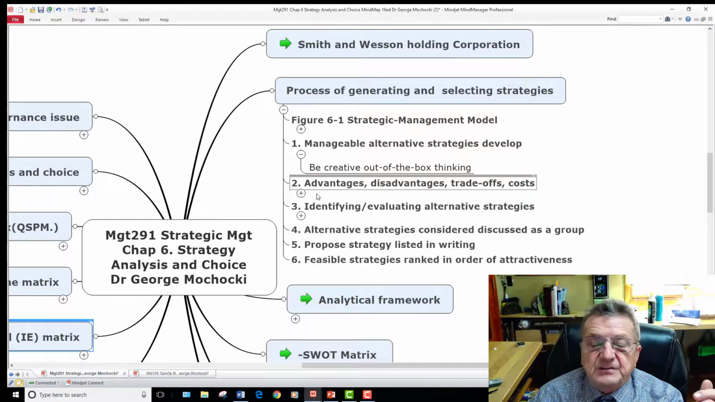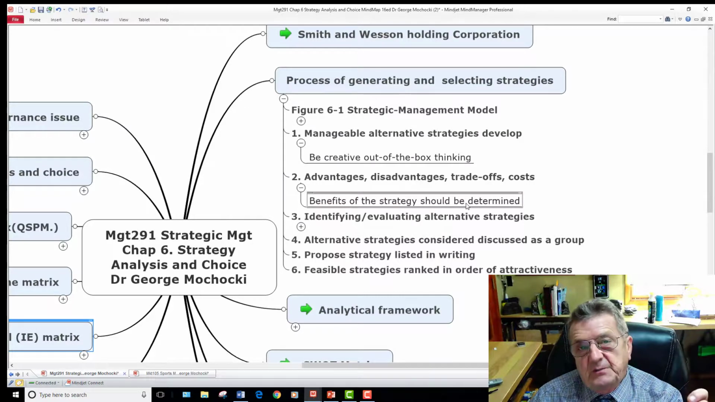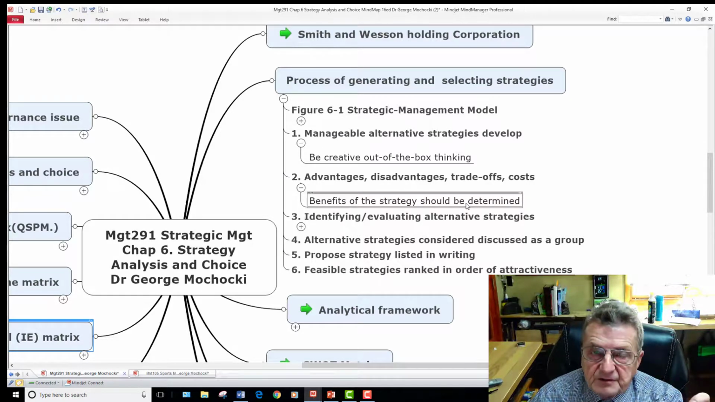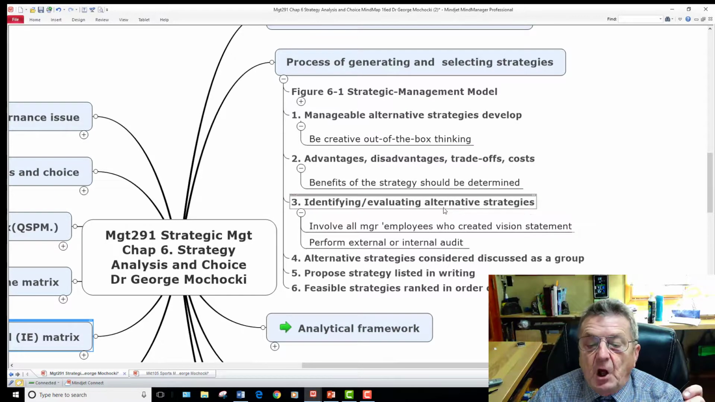Okay, the advantage and disadvantage of the cost. Remember, this is selecting a model. The benefit of the strategy should be determined. How much time is involved? Do I have the processes? Do I have the right individuals? Identifying and evaluating alternative strategies. We're going to look at all of these. There are about 4 or 5 strategies you'll be looking at.